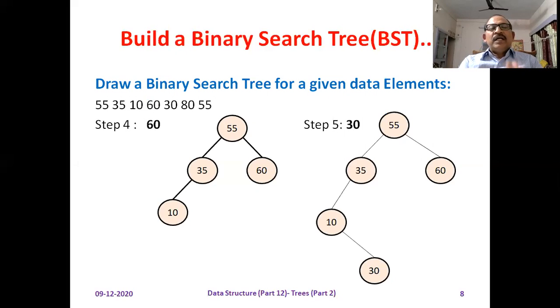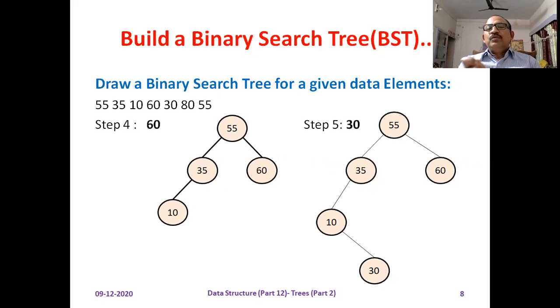Okay, again we compare this 60 to the root node. The root node is 55. At this time we can see 60 is greater than the root node 55. Therefore, we attach this 60 as the right child of the root node 55. Next element is 30.